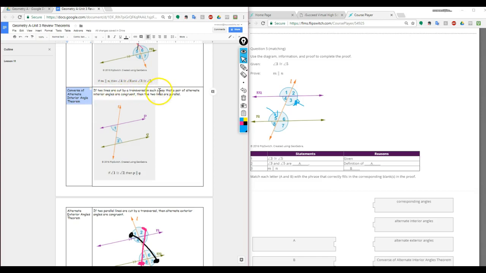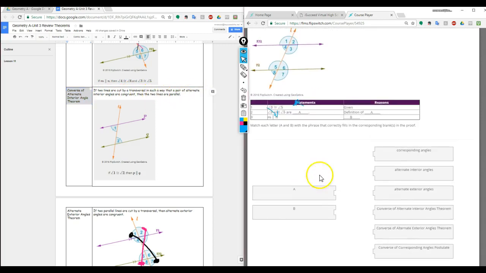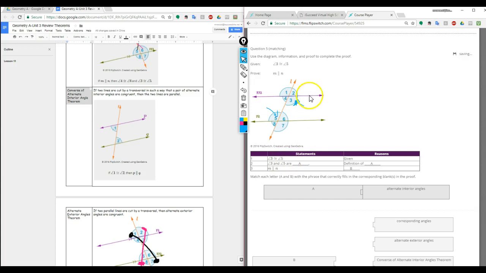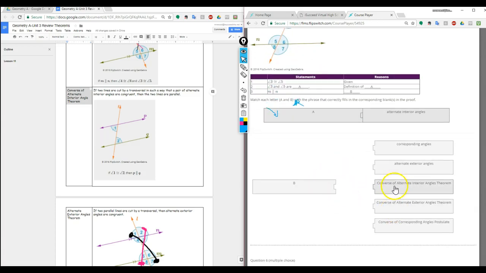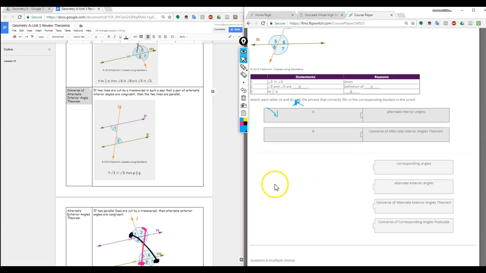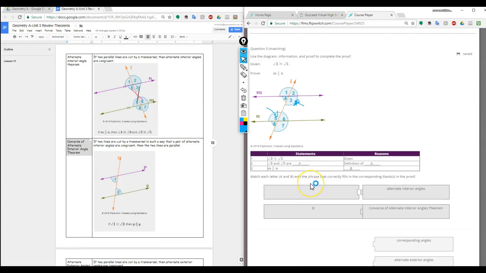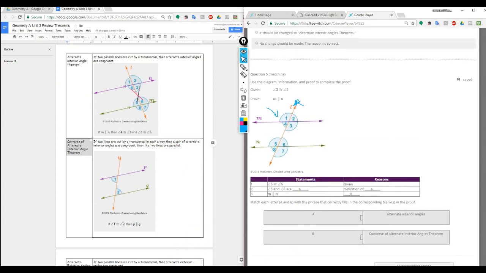If two lines are cut by a transversal in such a way that a pair of alternate interior angles are congruent, then the two lines are parallel. Okay, well we have alternate interior angles. That is what was given. And we were also given that they were congruent. So since we were given that they were congruent, that means we can say that M is parallel to N by the converse of the alternate interior angles theorem. And it was right there in our notes. So there's your help for you today. Equals 100 degrees.